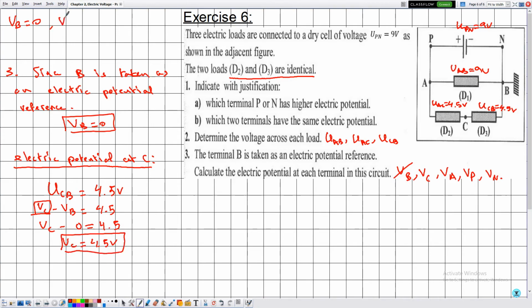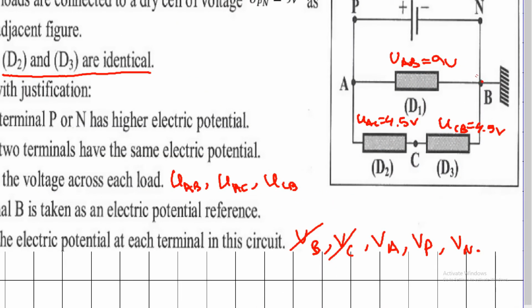So let me write here that Vc is equal to 4.5 volts. So we are done with the point C. Now let's move to the closest point to the point C, which is the point A. In order to determine the electric potential at the point A, we need to know the voltage that relates this point to another point in such a way that we know the voltage and we know the electric potential at that point.